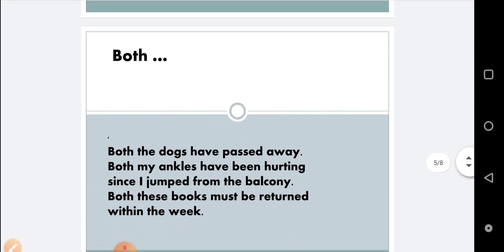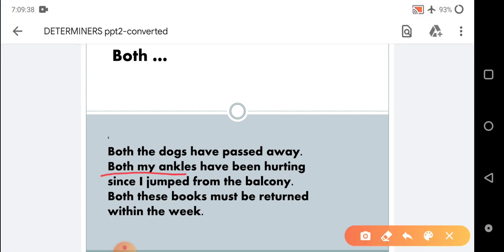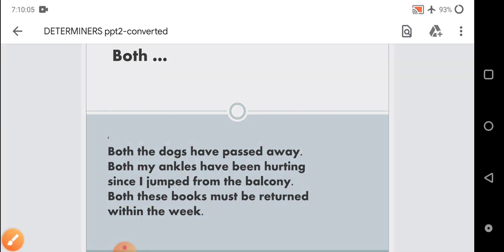Then we have the distributive both. Both, of course, refers to two of the things which we are talking about in a sentence. Both the dogs have passed away. Both my ankles have been hurting since I jumped from the balcony. Both these books must be returned within the week. Again, if you notice, you see both and a combination of definite article plus noun, both and a combination of possessive and a noun, both and a combination of demonstrative and a noun.